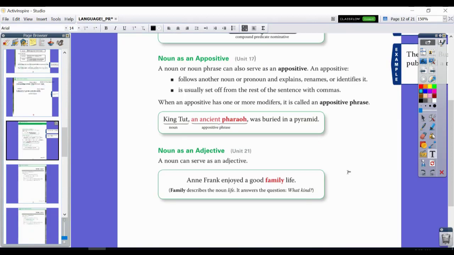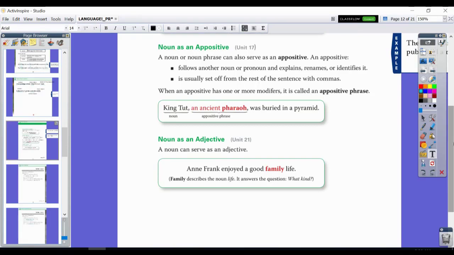Okay, now we're going to look in your hardback textbook at page H49. I have it up on the screen. We're going to review. An appositive is a noun that follows another noun or pronoun. The appositive explains, renames, or identifies the preceding noun or pronoun. Commas are often used to separate the appositive from the rest of the sentence. For example, the school's career planner, Mr. Jones, offered advice. Mr. Jones identifies the school's career planner. It is a noun in opposition.